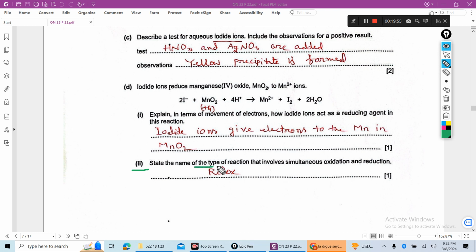State the name of the type of reaction that involves simultaneous oxidation and reduction. This is known as redox. Simultaneous oxidation and reduction means one element is oxidized and another element is reduced. That reaction is known as a redox reaction.